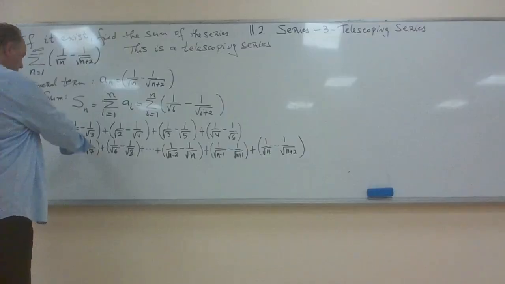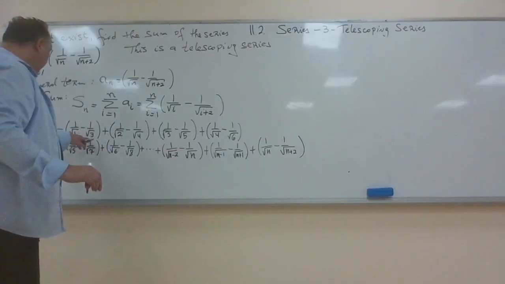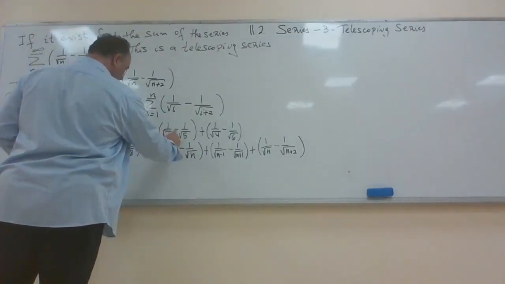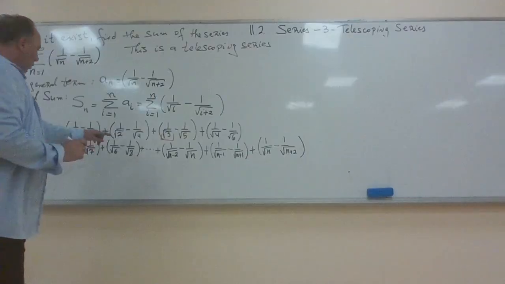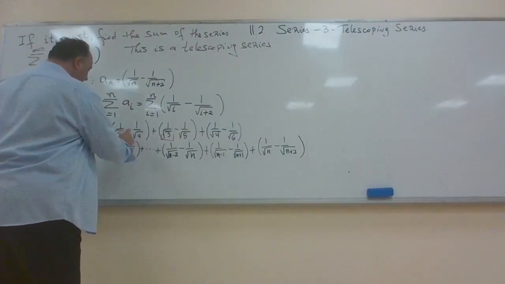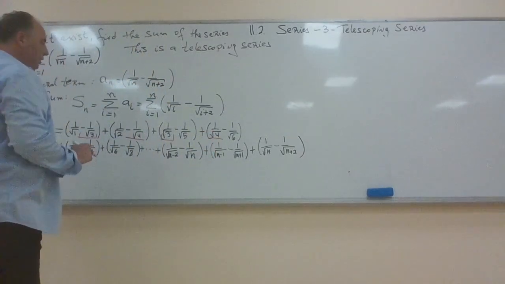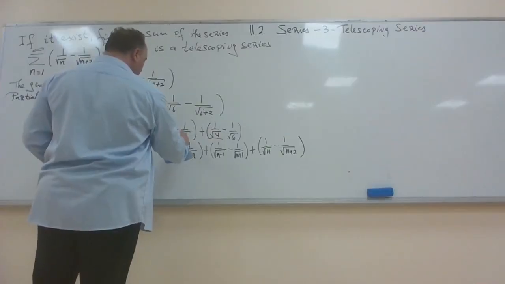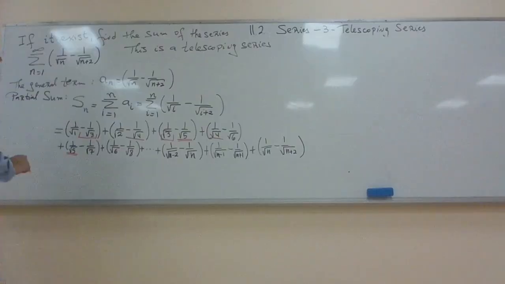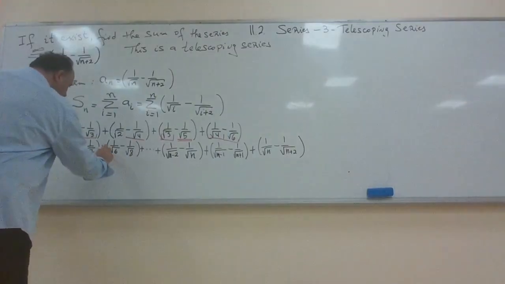So what do we see? 1 over radical 1, we don't see it anywhere. Negative 1 over radical 3, or we have positive 1 over radical 3. So these two will cancel. 1 over radical 2, we don't see it anywhere. So this guy will probably survive. Then we have negative 1 over radical 4, positive 1 over radical 4. So these two will cancel. Negative 1 over radical 5, and then here we have positive 1 over radical 5. They will cancel. Negative 1 over radical 6, positive 1 over radical 6.